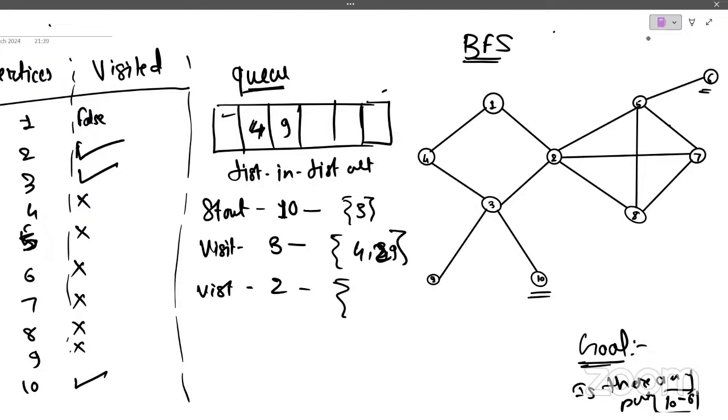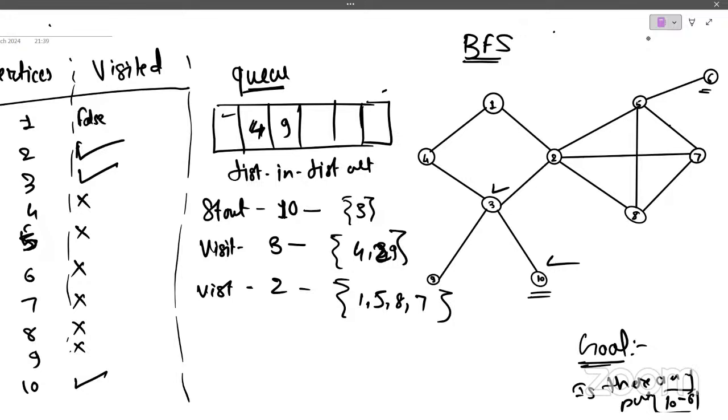Now observe the neighbors of 2. 3 has already been visited, and 10 has also already been visited. Question: why do we not consider 10? Because 10 was already visited, that's why we are not considering it. So the new members are 1, 5, 8, and 7.